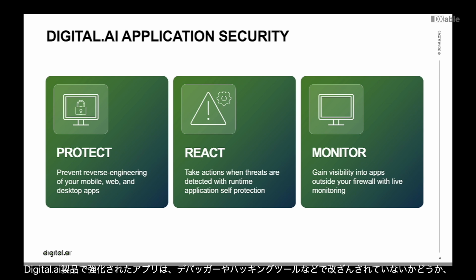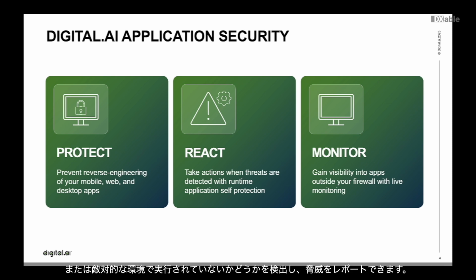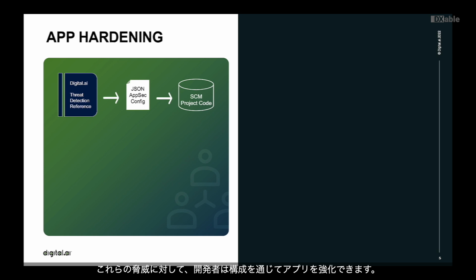An application running hardened with our product detects if it's modified or if it's being run in a hostile environment, including debuggers and hacking tools, and reports these threats. Developers harden their application through configuration. They choose from scores of threat detection approaches to apply in their code and determine the actions the running code should take when a threat is perceived, including notification of the threat event.